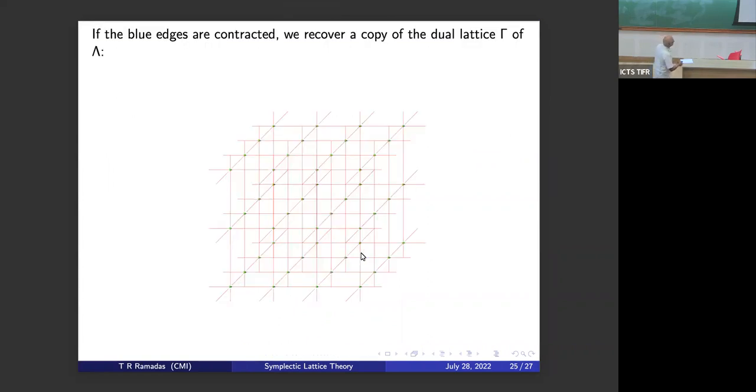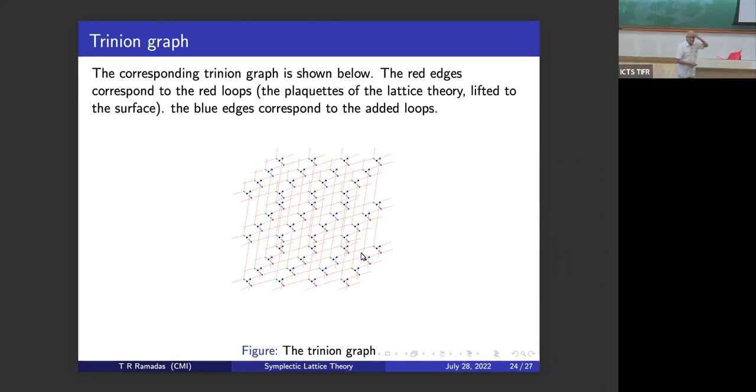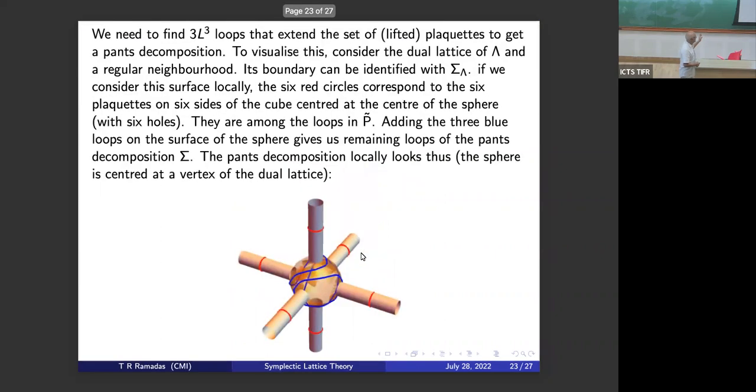And if the blue edges are contracted, we get a copy of the dual lattice of lambda. I mean, I'm going fast here and I have some time. Since this is crucial, let me ask at this point: is everybody sort of struggling with me? You see what I'm, so I have explained the general philosophy.